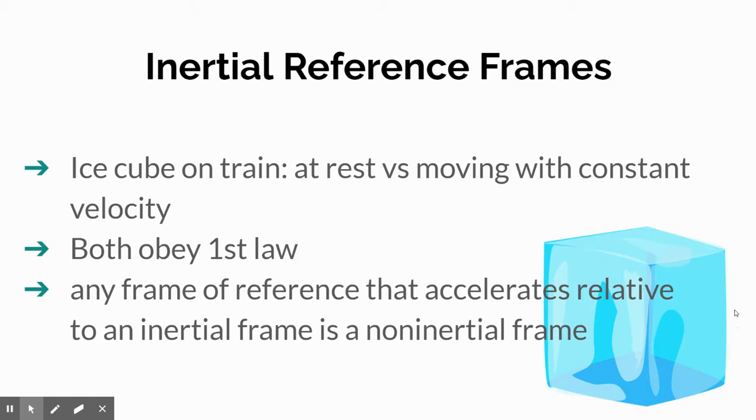Now, imagine if the train were accelerating. Then the person inside the train would still see that object as being still, but the person outside the train would now notice that that object was accelerating. These are not consistent with the first law. Only one of them is. So that would be a non-inertial reference frame.